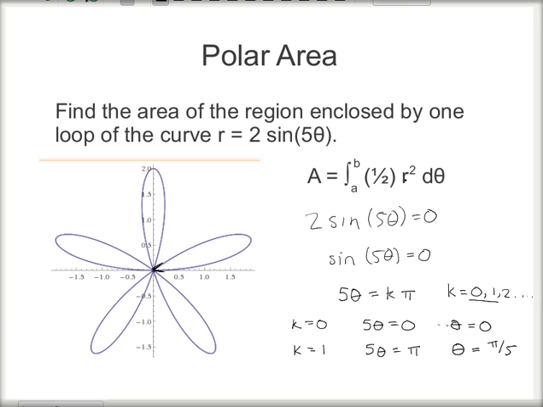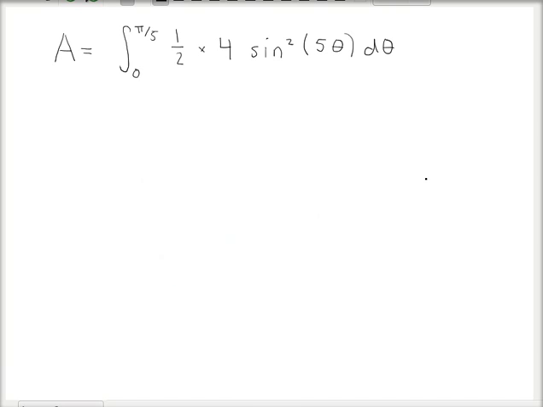And then for the inside, all we need to do is figure out what r squared is, and that's easy. So r is 2 sine 5 theta. That means r squared is going to be 2 squared, which is 4, times sine squared of 5 theta. So now we have everything we need to set up our integral. Our area is going to be the integral from 0 to pi over 5 of 1/2 times r squared, which we said was 4 times sine squared 5 theta, d theta.